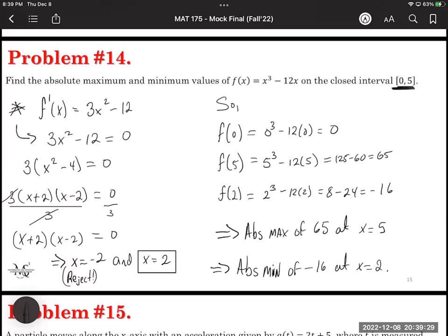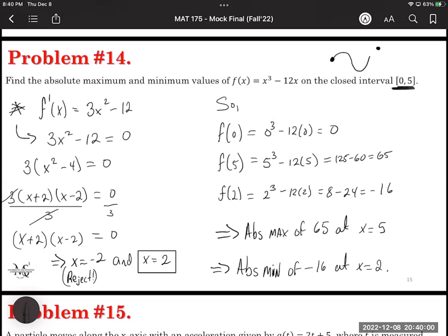Yes, go ahead. How come the absolute max of 65 is at x equals 5? Because when you're dealing with a closed interval, it's possible that the absolute max and mins can occur at the endpoints. For example, let's say I drew a curve that looks something like this. Let's say I had 2 endpoints, one here, one there.